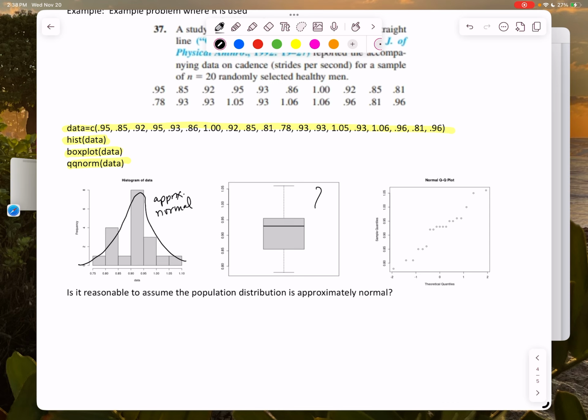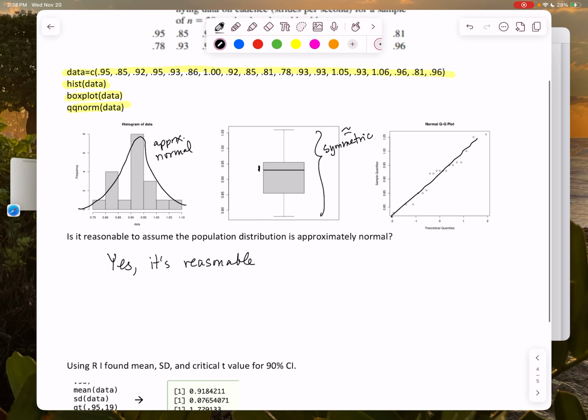I look at this and I'm seeing that there doesn't look like much skewness. This is approximately symmetric. It's a little skewed, but for the most part that's not too far off. And then the dots do follow relatively close to a straight line. So yes, it's reasonable to assume that the population distribution is approximately normal.